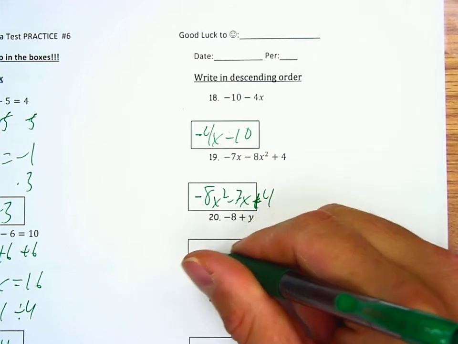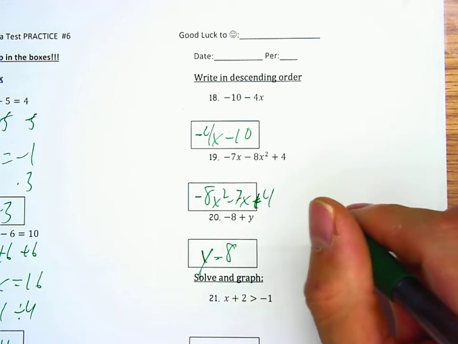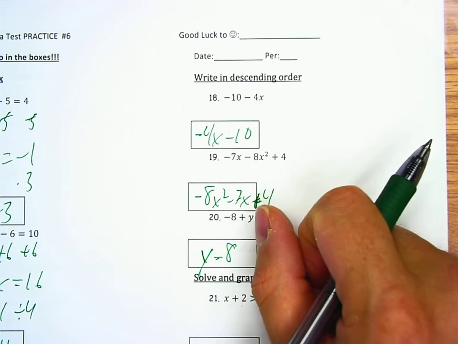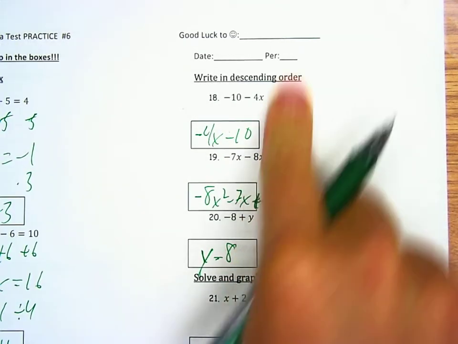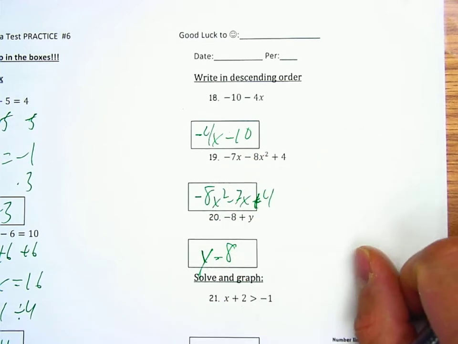Here the y is largest, so it's y minus 8. Largest exponent first, or largest variable first. I don't mix the variables here, so it's either x or it's y. The squared comes before the x, which comes before the constant.